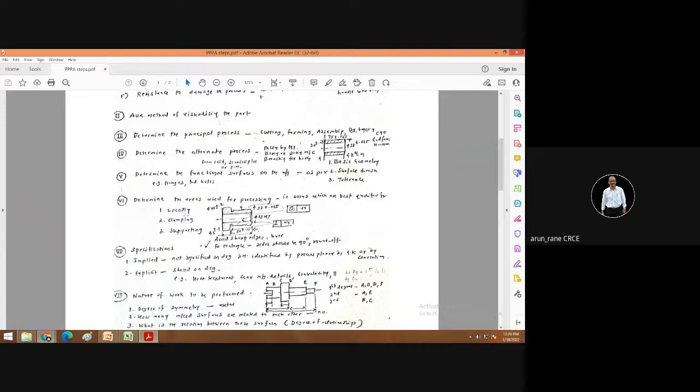Then step number 6, determine the areas used for processing. You have to identify which areas are suitable for locating, which areas are suitable for clamping, which areas are suitable for supporting. So these are the three areas you have to identify looking at the drawing. Where do I locate? Where do I clamp? And where do I support? It appears to be the same, or it may happen that all three can be one in some components, or all three can be different also. Let us take an example of this bush which is shown.